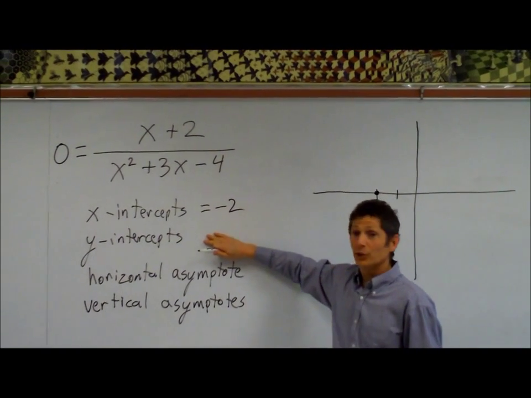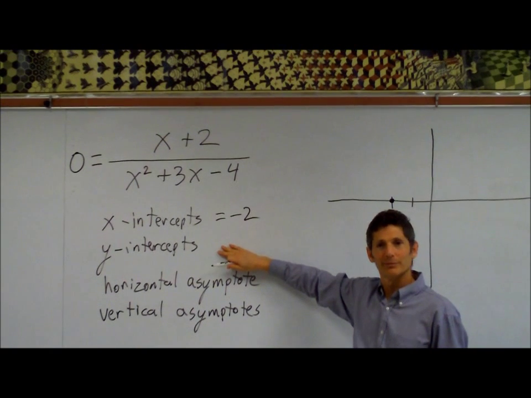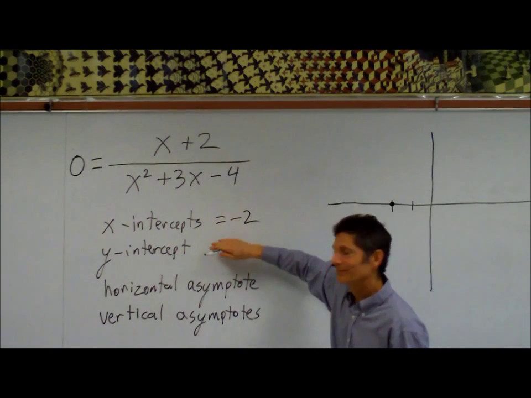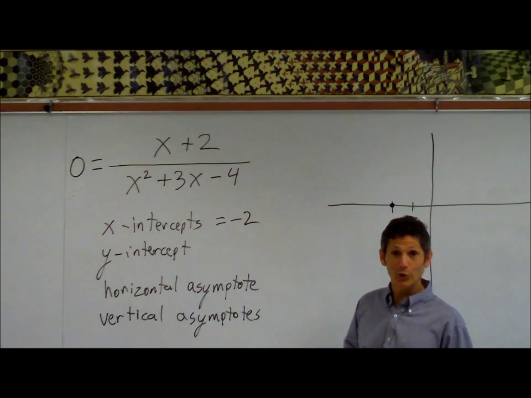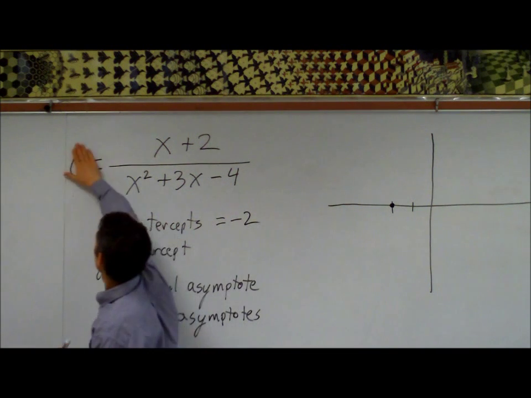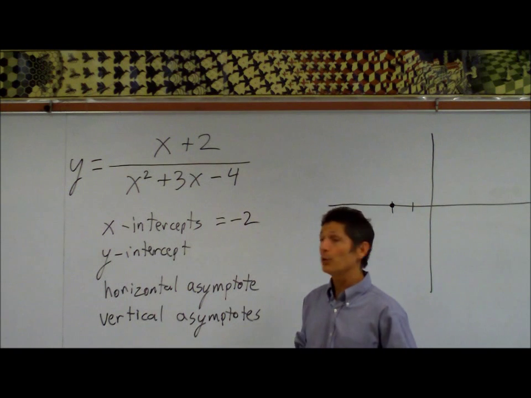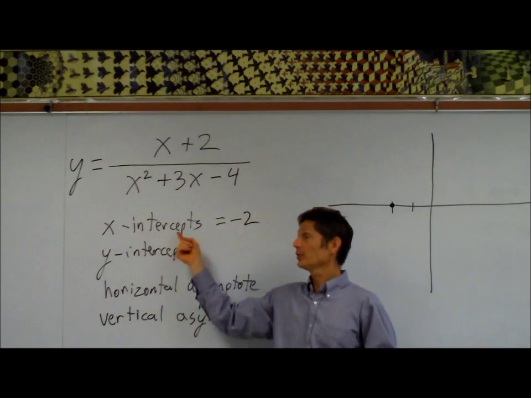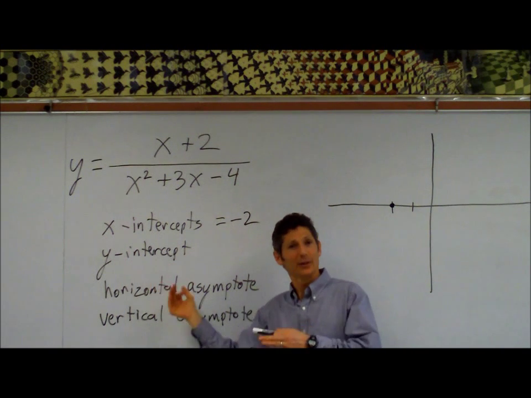The y-intercepts, I probably shouldn't have said intercepts. You know why, Miss Stewart? I think that if you have more than one, you don't have a function. That's right. You can only cross the y-axis at most one time. So the y-intercept, I'm going to just change this back to a y. That is, of course, when x equals 0. X-intercepts, that's when y equals 0. Y-intercept, that's when x equals 0.